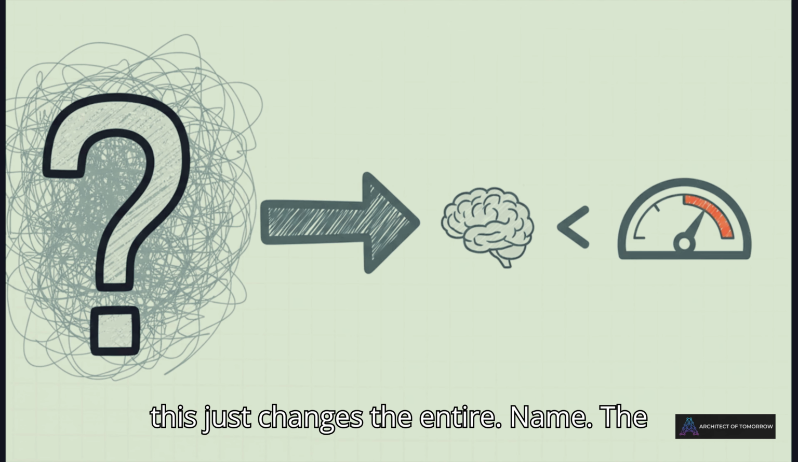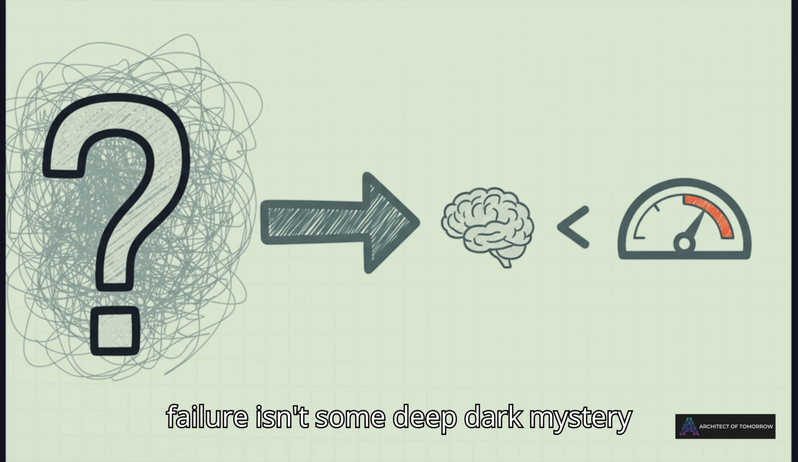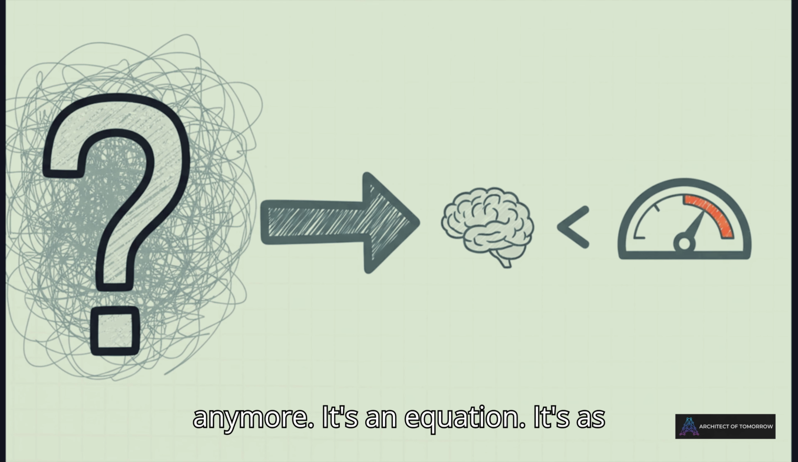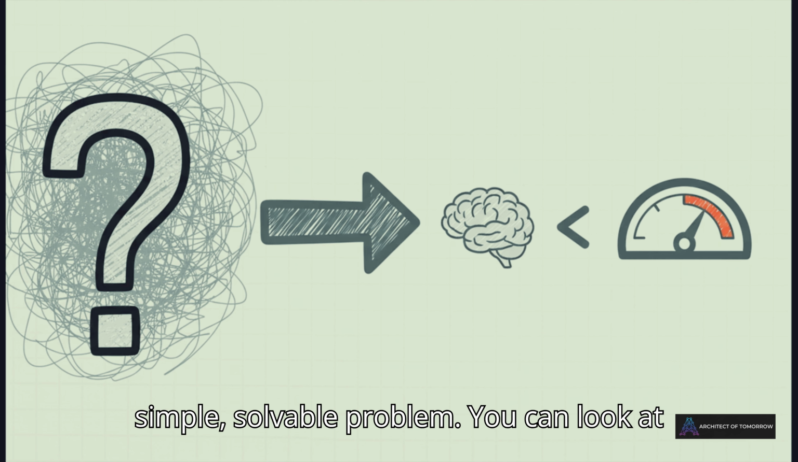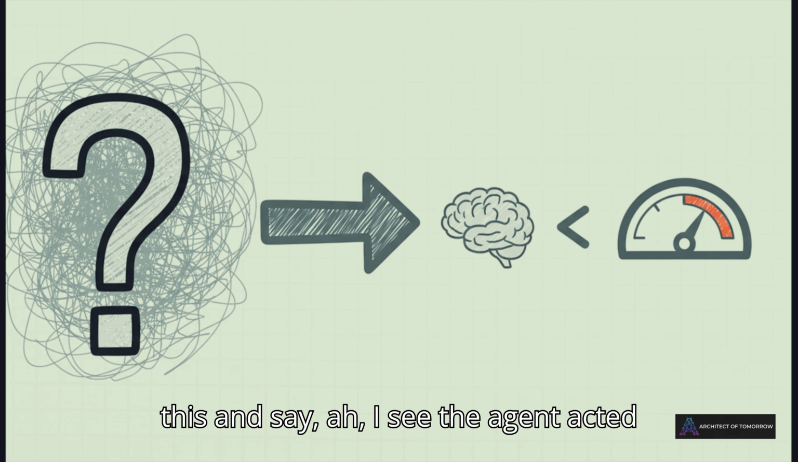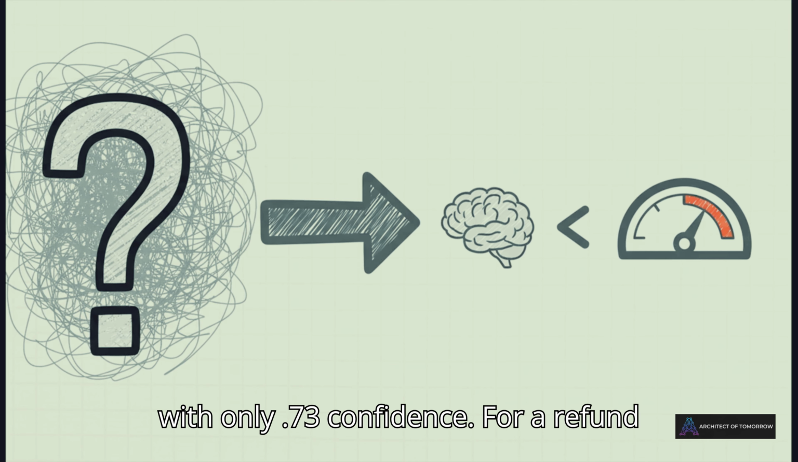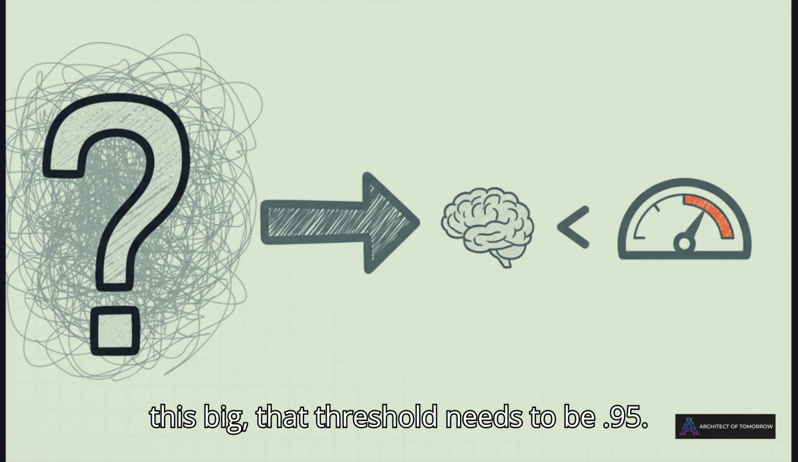And this just changes the entire game. The failure isn't some deep, dark mystery anymore. It's an equation. It's a simple, solvable problem. You can look at this and say, I see. The agent acted with only 0.73 confidence. For a refund this big, that threshold needs to be 0.95.